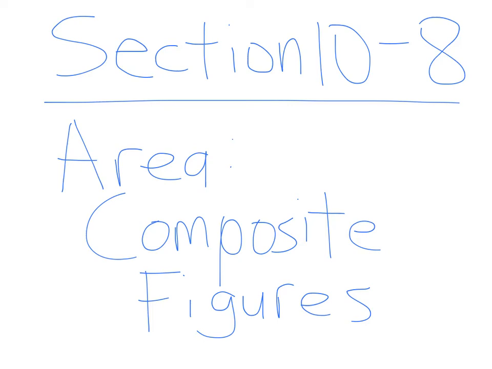Okay, this is section 10-8. This is on area and area of composite figures. We're going to go into some examples here in your book. So example number 1. Let's take a look at that one.